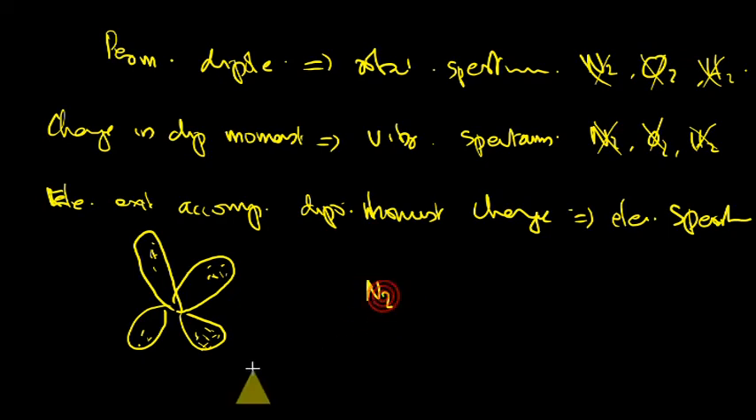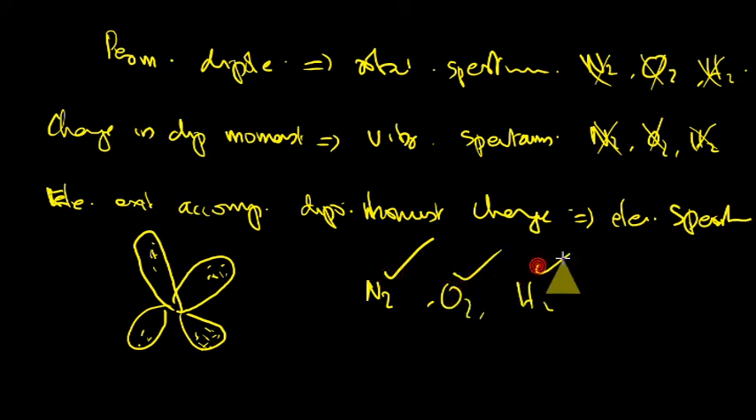Therefore, in electronic spectroscopy, N2, O2, H2, the examples we already considered, can also give an electronic spectrum, because there will be a change in electronic occupancy during the electronic transition, and that will lead to a dipole moment change. So this is a blessing, actually. These molecules will not give a vibrational spectrum, and they will not give a rotational spectrum either.